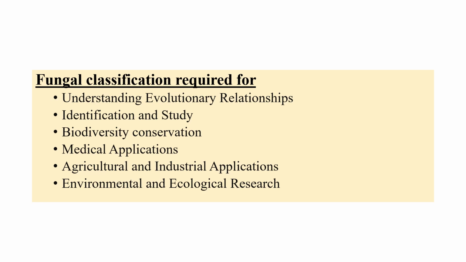The next one is biodiversity conservation. For example, if a fungus is going to go extinct, and imagine it has medicinal value or special medicinal properties, then by having this kind of classification, we can identify it and start to preserve it. That means we can start protecting it, like endangered species, if it has really important medicinal value and other things.